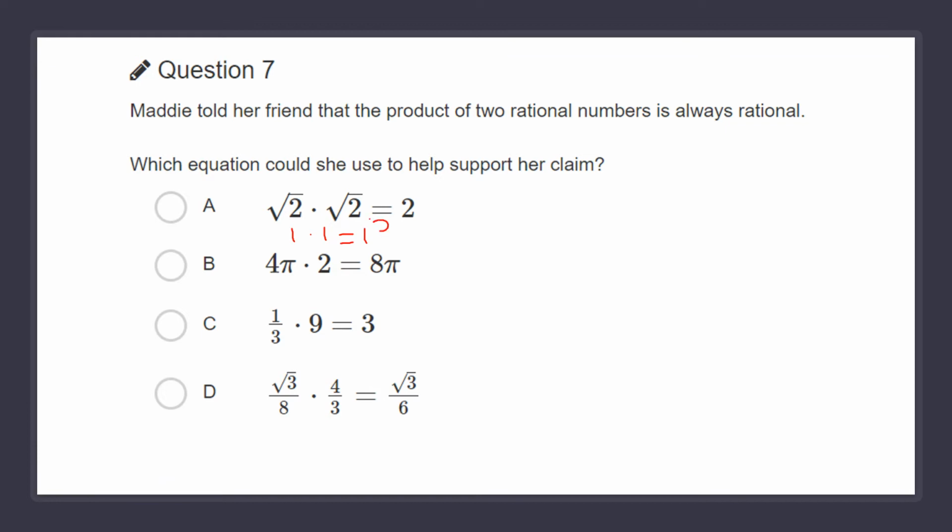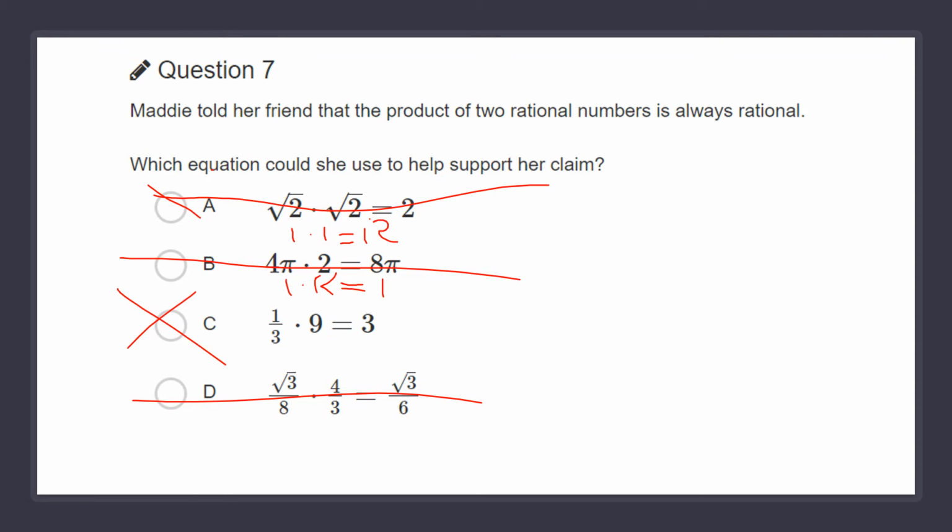I'm having an issue writing here, sorry. Mark that one out. On B, 4 pi is irrational, and that's times a rational, but that equals an irrational. So that also does not support her claim. On C, 1/3 is rational, 9 is rational, and so is 3. So definitely looks like C is the correct answer choice. D, root 3 over 8 is irrational, so it's not D. So C is our choice.